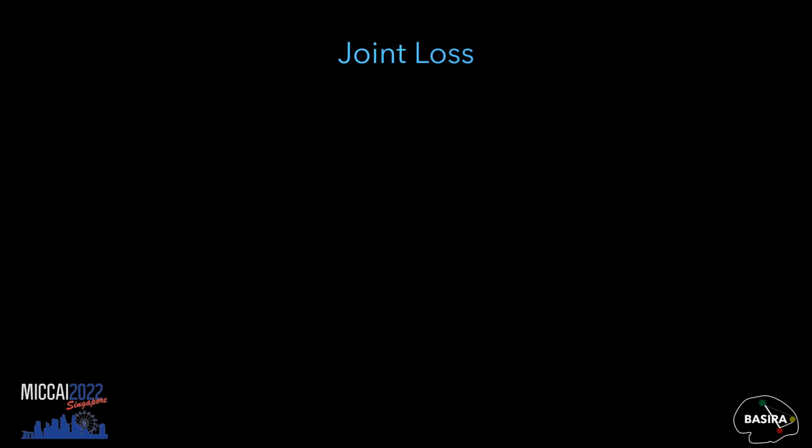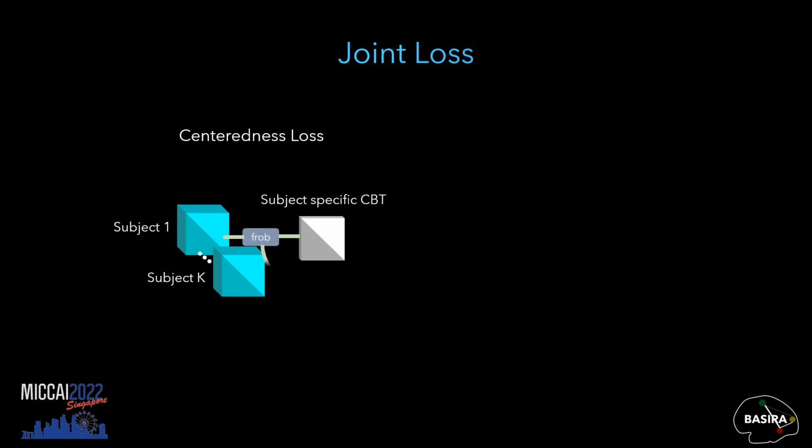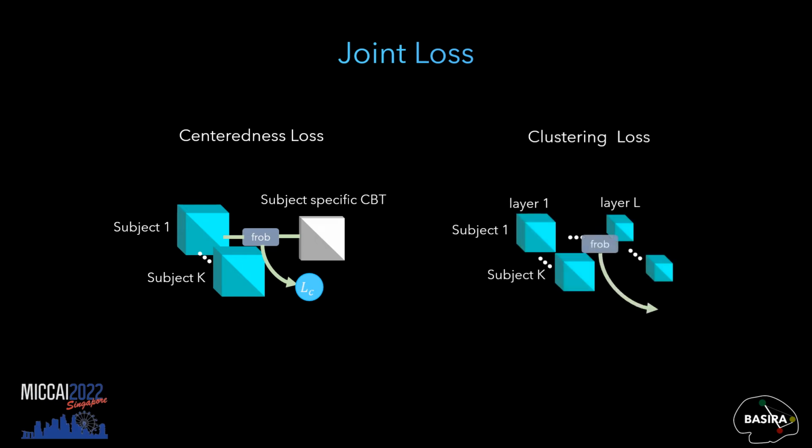To evaluate the output CBT, we use a joint objective loss function. For population centeredness, we take k number of random subjects and compute their mean Frobenius distance with the CBT. For generalizability, we measure the dissimilarity of the assignment on L layers between k subjects.